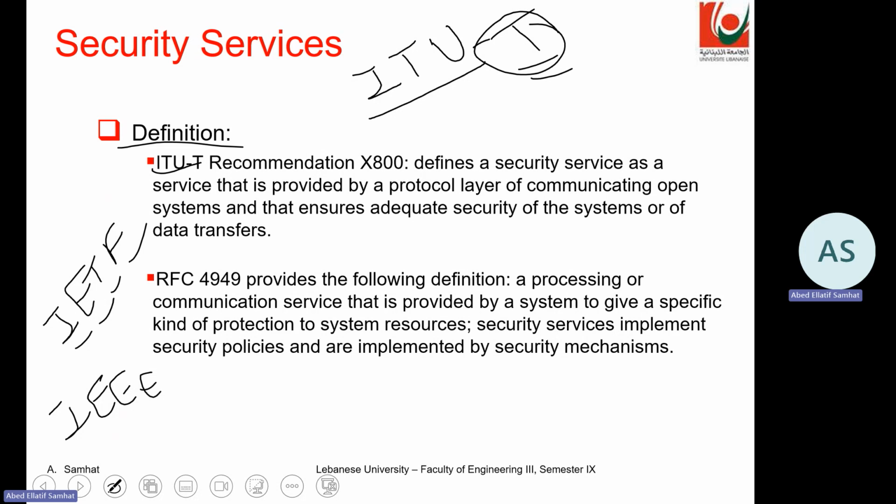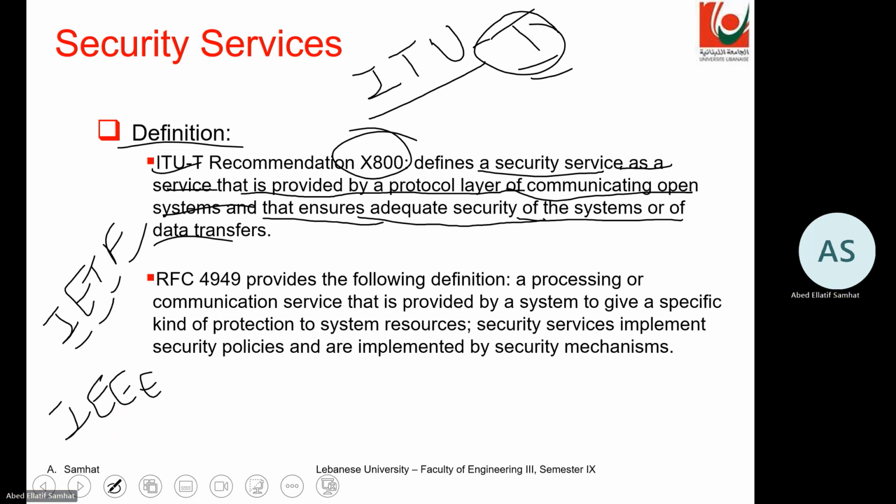The security services defined by ITU, in recommendation X.800, define a security service as a service that's provided by a protocol layer of communicating open systems and that ensures appropriate security of the systems or of the data transfer. So this means that you have a kind of security service that is typically provided by a protocol layer in order to ensure some security of the data transfer. So typically it's related to data transfer.